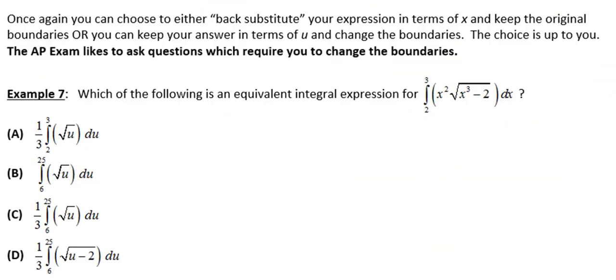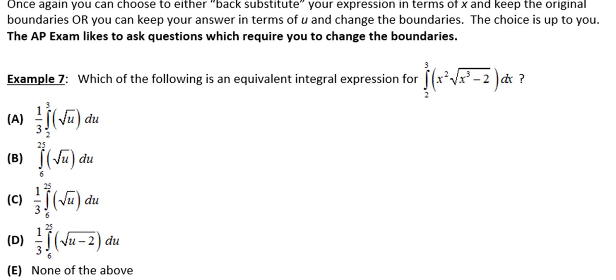Sweet. Again, that choice for back substituting with x is up to you, but I think you guys clearly saw that changing your bounds so that it's in terms of u is the best way to go. The AP test, they rarely back substitute the x on the antiderivative. However, like I said yesterday, sometimes they don't necessarily want you to find the antiderivative. They want you to use some topic that relates to finding the antiderivative, right?